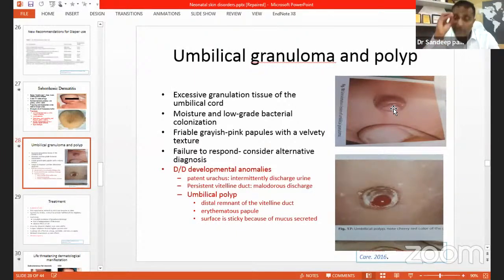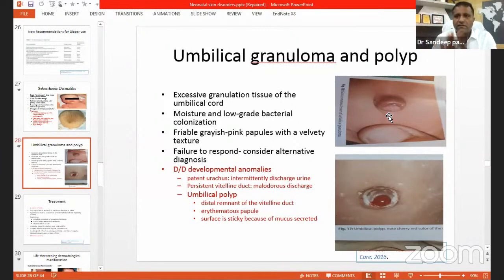Blood usually doesn't come through that, but polyp may bleed. Polyp doesn't have a clear secretion. So you should differentiate by seeing that. And if you are able to see, if you are confirmed that it is umbilical granuloma, try to treat with chemical cauterization, and another is electric cauterization.